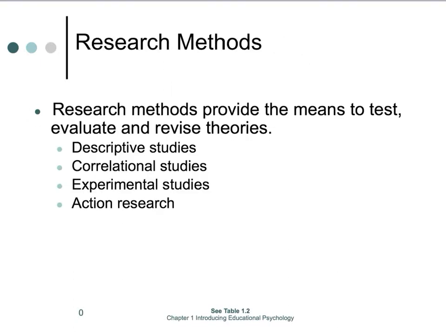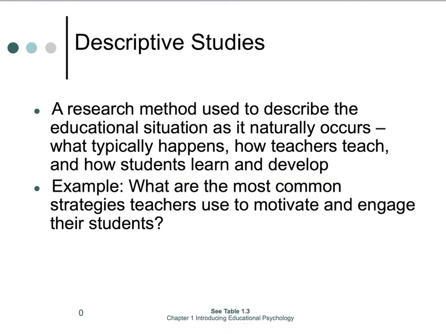Okay, so then I'm going to shift gears a little bit and think about the different methods that are used to research various things. So there are descriptive studies, correlational studies, experimental studies, and action studies. Descriptive studies are just what it says. It's when a researcher describes an educational situation as it naturally occurs. Okay, so it's what typically happens, how teachers teach, and how students learn and develop. So it's observation and description. An example might be, what are the most common strategies teachers use to motivate and engage their students?